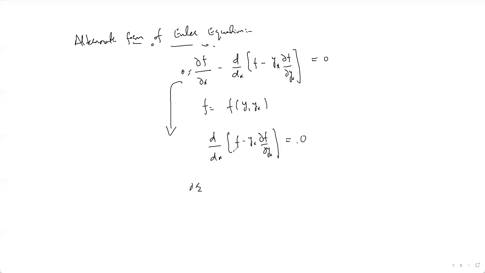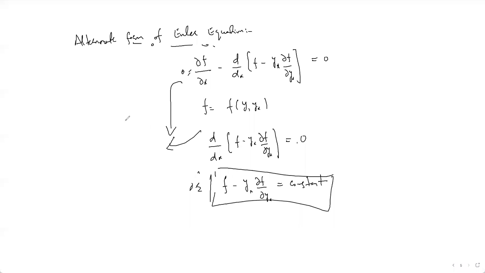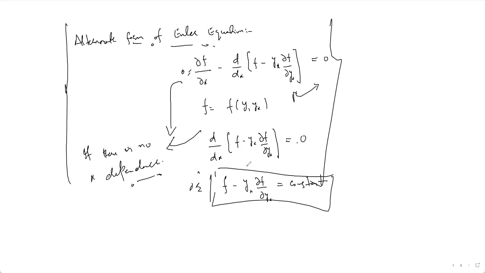Or on integration, if I integrate it, f minus y_x into partial f by partial y_x will be equal to some constant. So this means that if there is no x dependence in a given function, or x does not appear explicitly, you can use this particular equation. All you have to remember is that sometimes we can have a function with x dependence, then you have to use the full equation. But if there is no x dependence, you can simply use this equation, which is again an Euler equation, or after integration I arrive at this result. So this is an alternate form of the Euler equation. Is it okay?